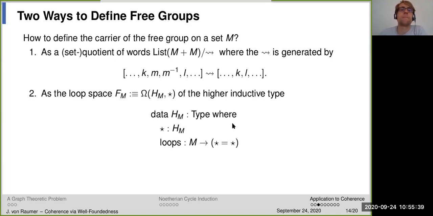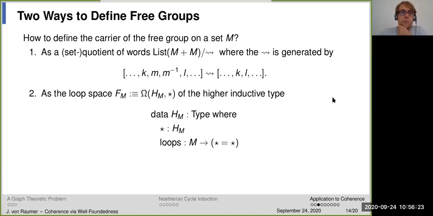But then there's also this other definition, which is more in the style of synthetic homotopy theory, which is that we define the carrier of the free group as the loop space of some higher inductive type. Which higher inductive type is this? It's just the higher inductive type where we have one point constructor called star, and for every element in M, we have a loop attached to star. And then all the group structure for the free group just comes from the groupoid structure of equality on this. So we don't have to do this kind of canceling out by hand.